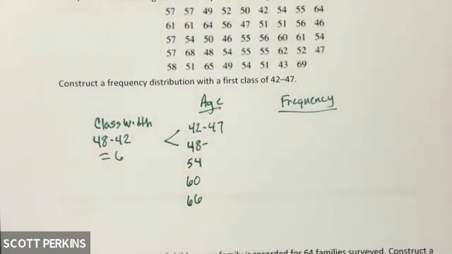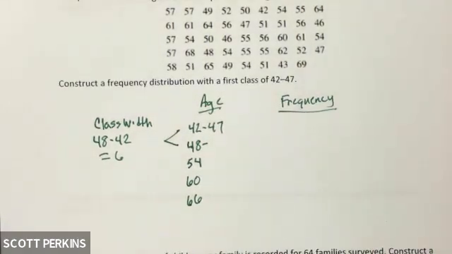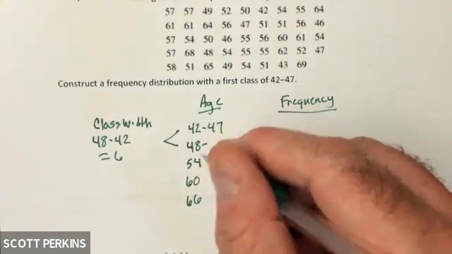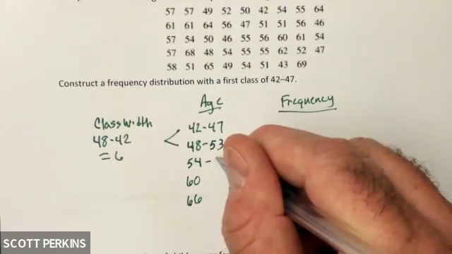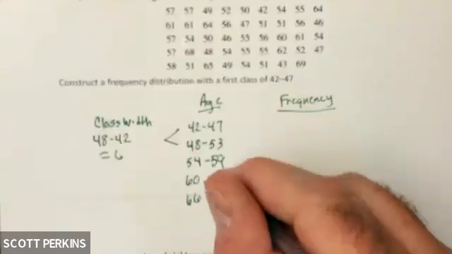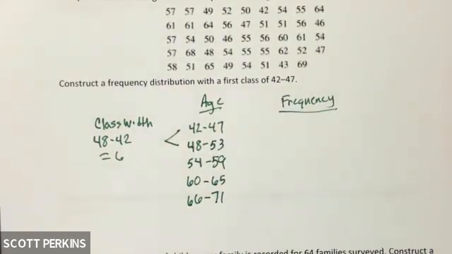And then just again, to reiterate the answer to the question that was asked earlier, how do I get the upper ones? Same way. You just add 6 to the upper limit. So 47 and 6 becomes 53. Plus 6 more is 59. Plus 6 more is 65, and plus 6 more is 71. And there's all of our values.